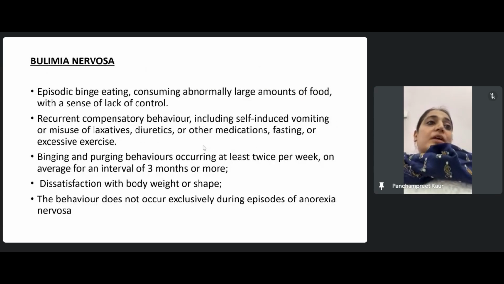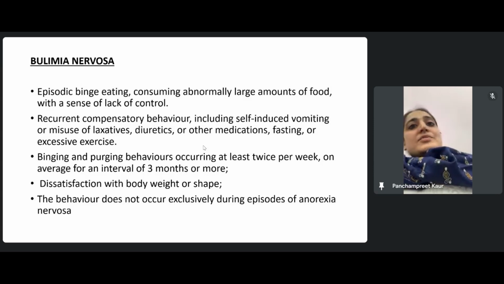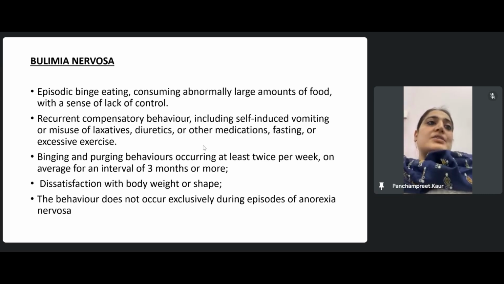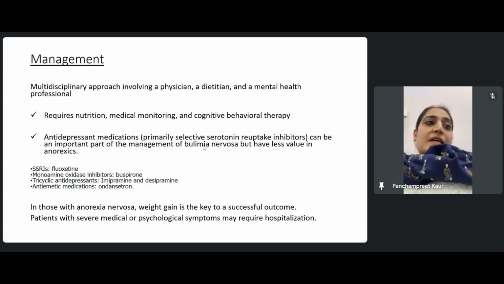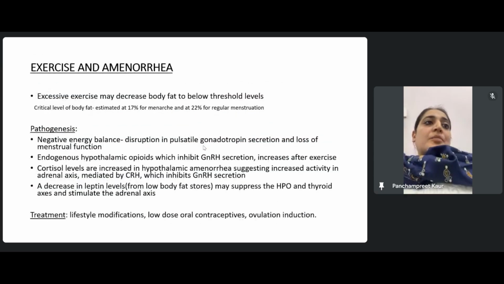Someone might present with bulimia nervosa, who has binge eating episodes, and on the same side, they also go in for self-induced vomiting or misuse of laxatives. So binging and purging behavior should be sought out. So the management includes, as said, nutrition, medical monitoring, and cognitive behavioral therapy, antidepressants if at all required as a last resort. But we need to understand the psyche of the woman.